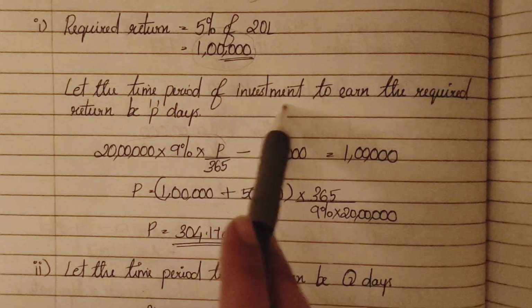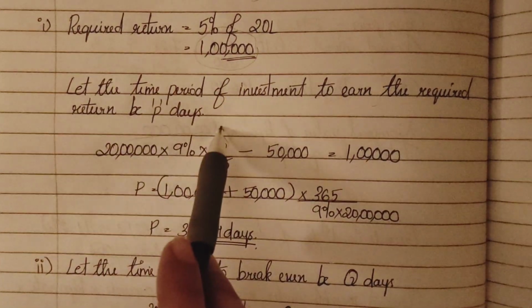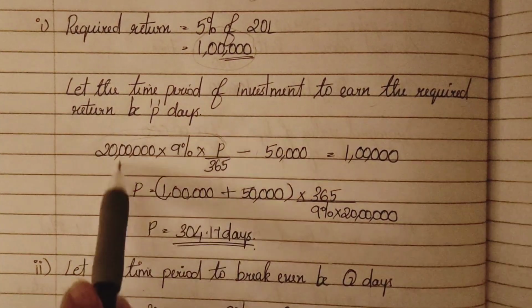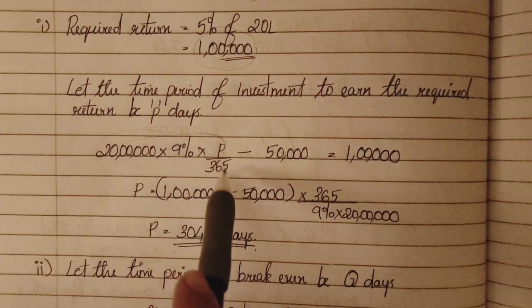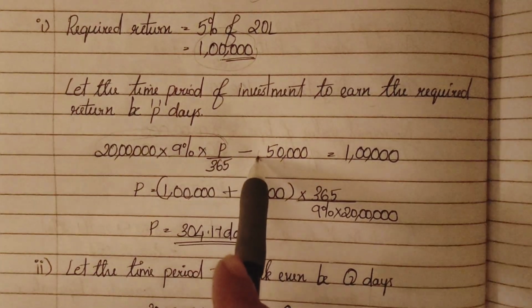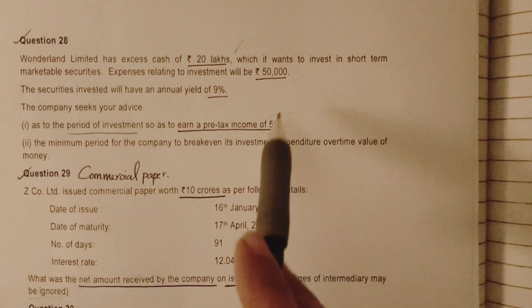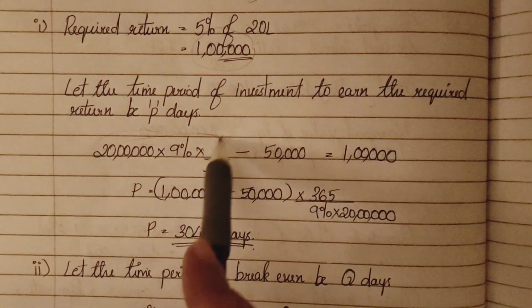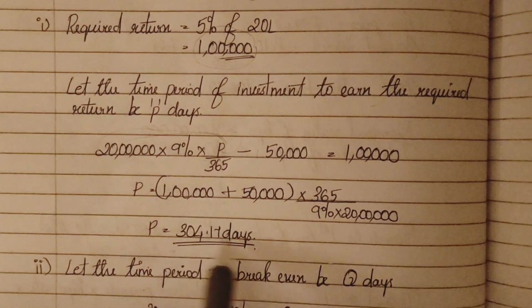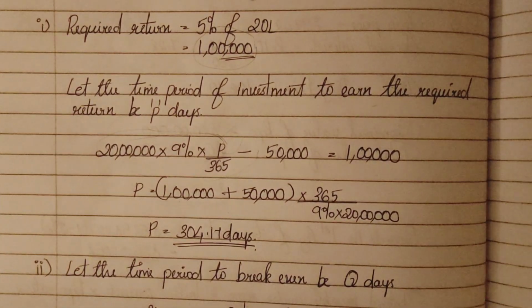Let the time period of investment to earn the required return be P days. So ഇപ്പോൾ കിട്ടുന്നത് എന്താ 20 ലാക്കിൻ്റെ 9% into how many days? P divided by 365 minus initial cost 50,000 minus ചെയ്യുമ്പോൾ you should get that 1 lakh. അതിൽ നിന്നും P solve ചെയ്യുമ്പോൾ you will get the period to be invested.